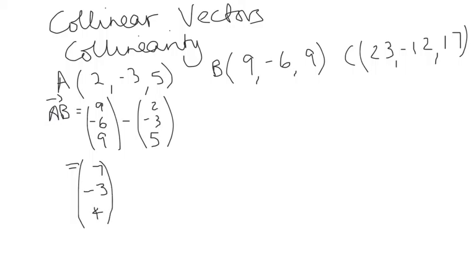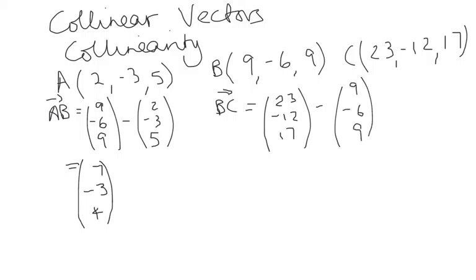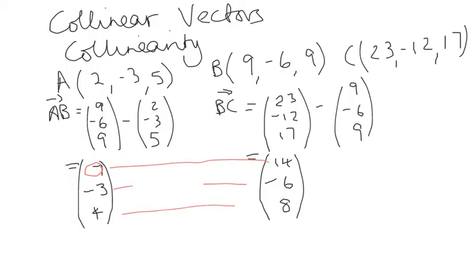That's AB. Now find BC. BC is C minus B: (23, -12, 17) minus (9, -6, 9). 23 subtract 9 is 14. -12 subtract -6 is -12 add 6. That's -6. And 17 subtract 9 is 8. Here are 2 vectors. You can see there's a connection between the 2 of them. It's 7, 14, that's just doubling, doubling, doubling.